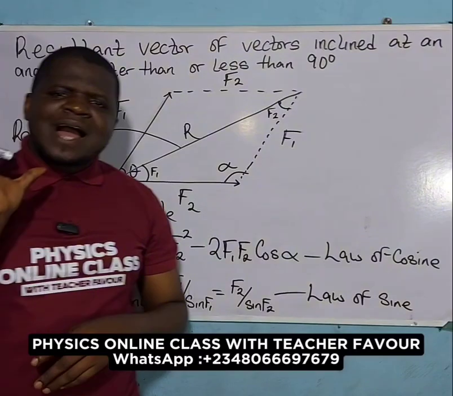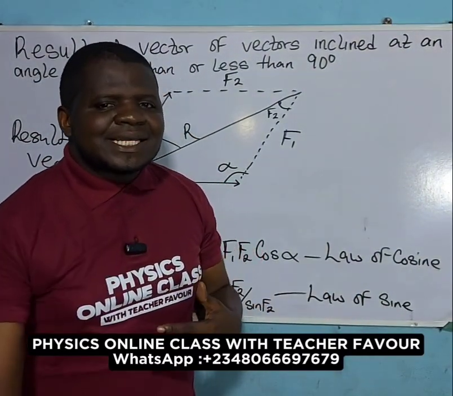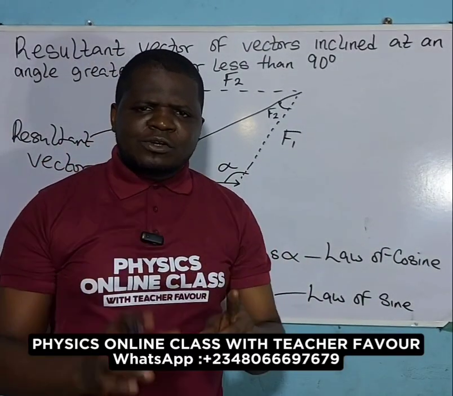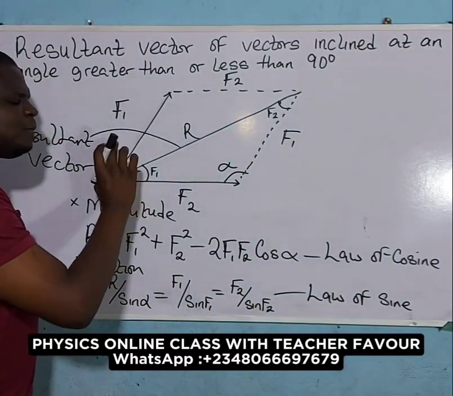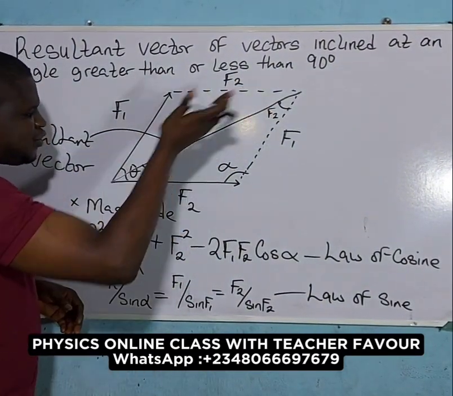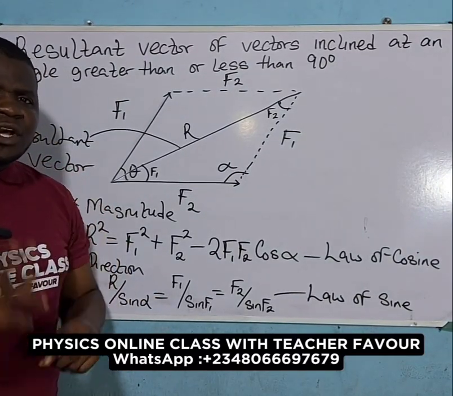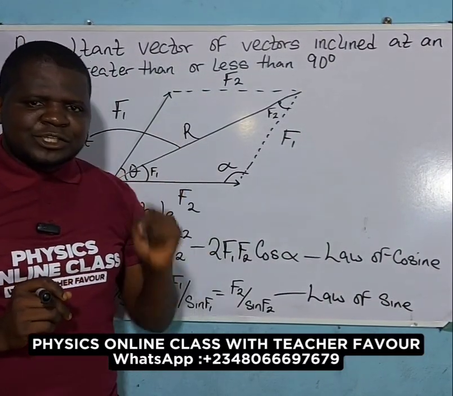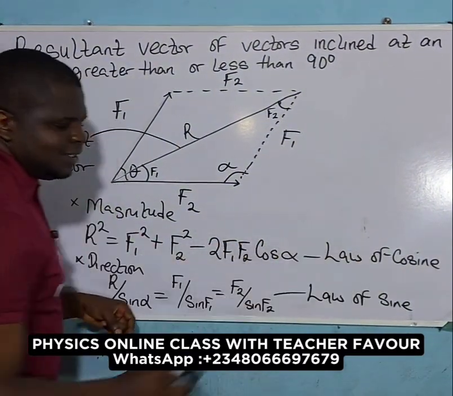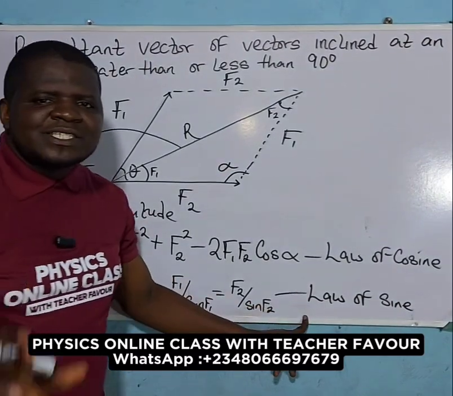In summary, whenever we have two vectors whose angle of inclination is less than or greater than 90, to find a resultant vector, we make use of the parallelogram law of vectors, which states that the diagonal drawn from the point of intersection represents the resultant vector in magnitude and direction. And to get the magnitude, we make use of the law of cosine. Then to get the direction, we make use of the law of sine.